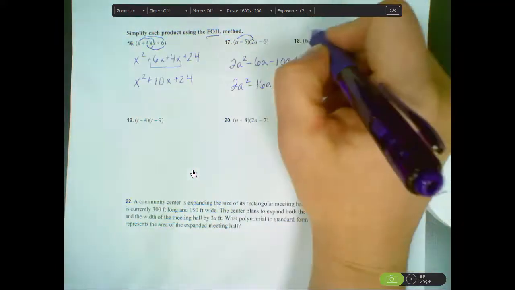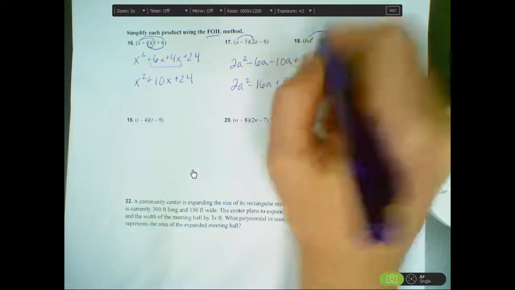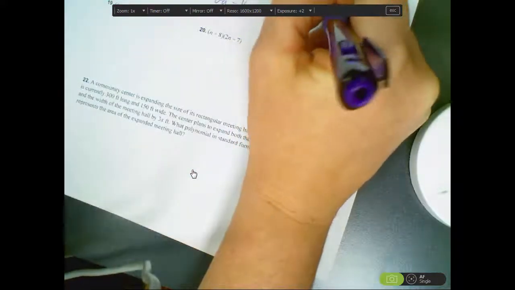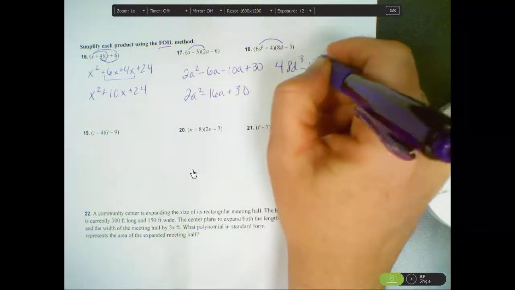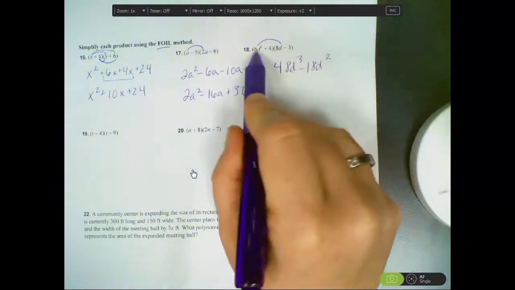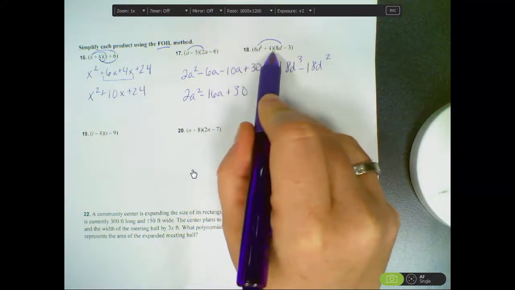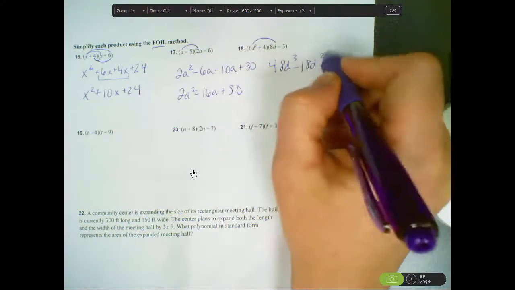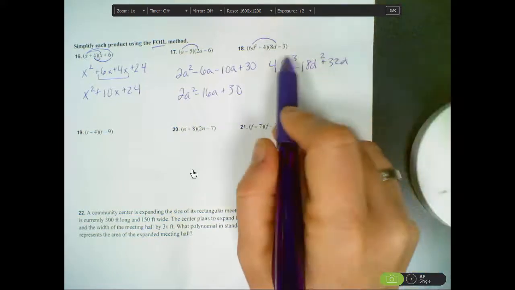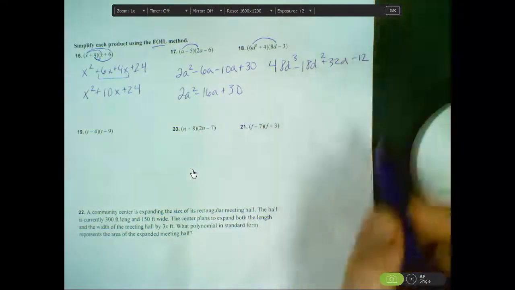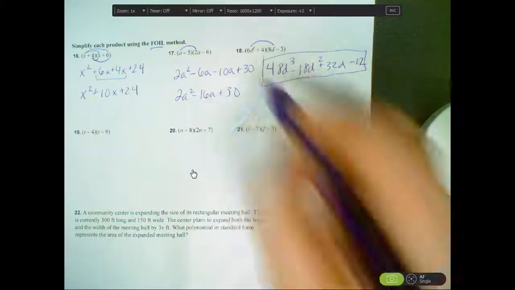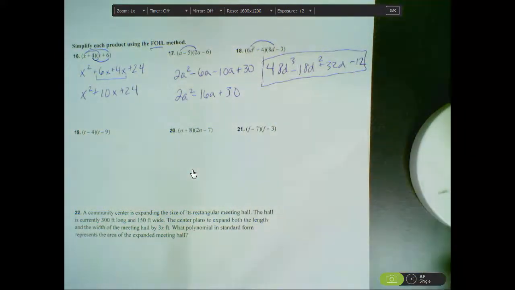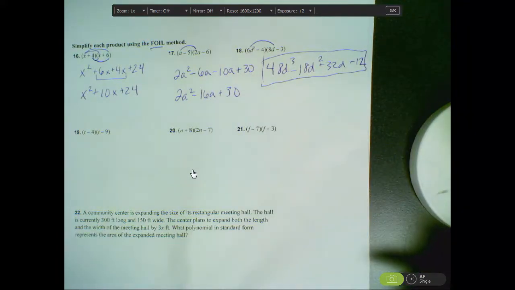One more. 6d squared times 8d is 48d cubed. 6d squared times negative 3, negative 18d squared. Now I'm done with the 6d squared. I already distributed it. So now I'm going to go to the 4. 4 times 8d, 32d. 4 times negative 3, minus 12. Now in this problem, I don't have any like terms to combine. This is my final answer. So I don't want you to think that you always have like terms. Usually you do, but sometimes you don't.